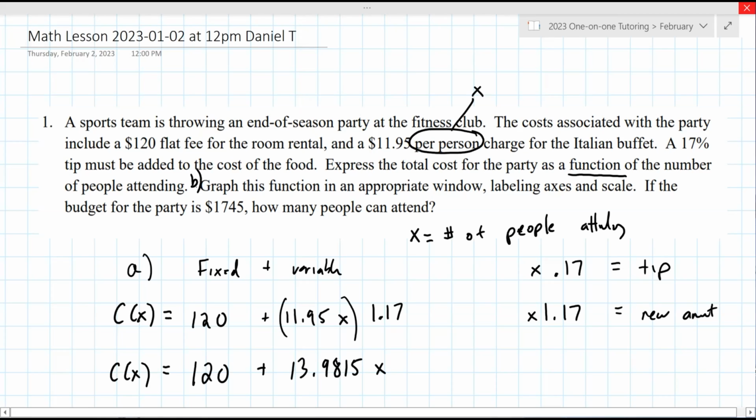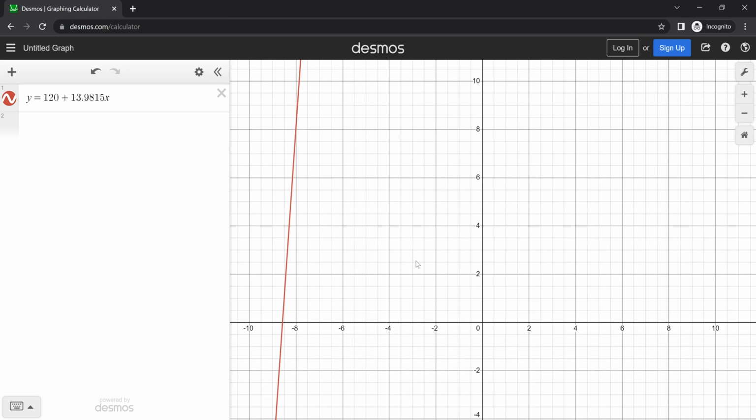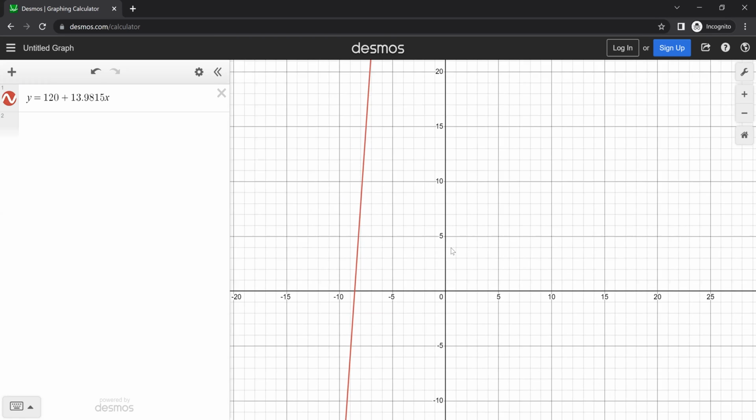Part B is to graph this in the appropriate window, labeling axes and scale. Now I'm sure you've heard of Desmos before. Okay, so I'm going to go right there. I'm going to share that screen with you, and we're going to graph it in there. Now you don't use functions in Desmos, you use Y. 120 plus 13.9815 X.